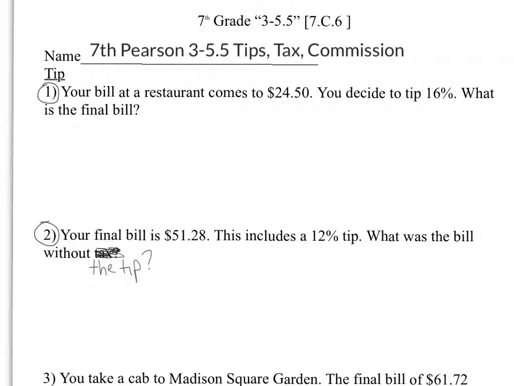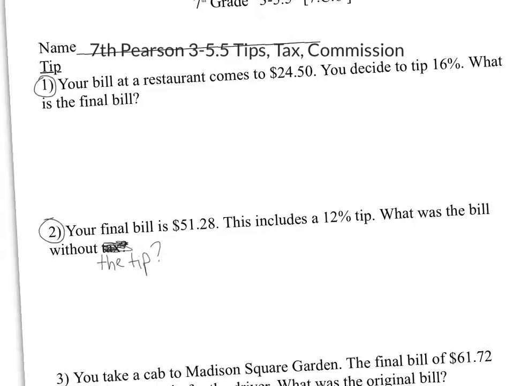3-5.5. This is on tips, tax, and commission. So the first question is about a tip. So tip is like money that you pay a waiter or waitress for their service, for bringing you your food and refilling your drinks and stuff like that.